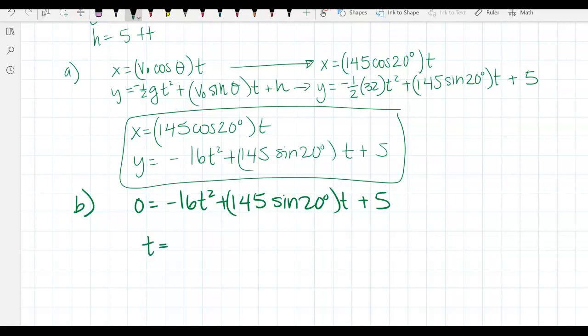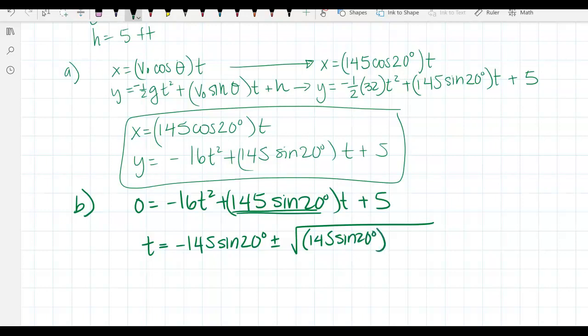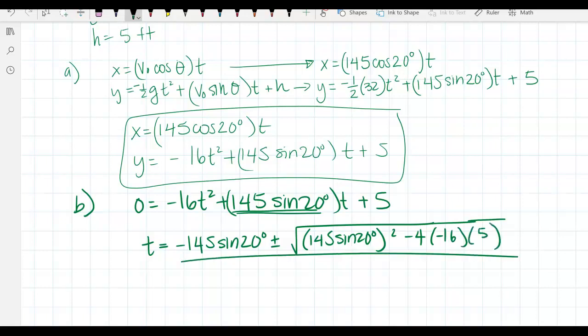X equals negative b. B is this whole term in the middle. Would you guys agree? So negative 145 sine of 20 degrees. Is your calculator in degrees, Katie? Make sure that's in degrees. Plus or minus square root of b squared, 145 sine of 20 degrees squared, minus 4 times a. A is negative 16. C is 5. All over 2 times negative 16. All right, Katie, step by step. Take your calculator. Again, make sure it's in degrees. Punch all of that in and then give me a number.